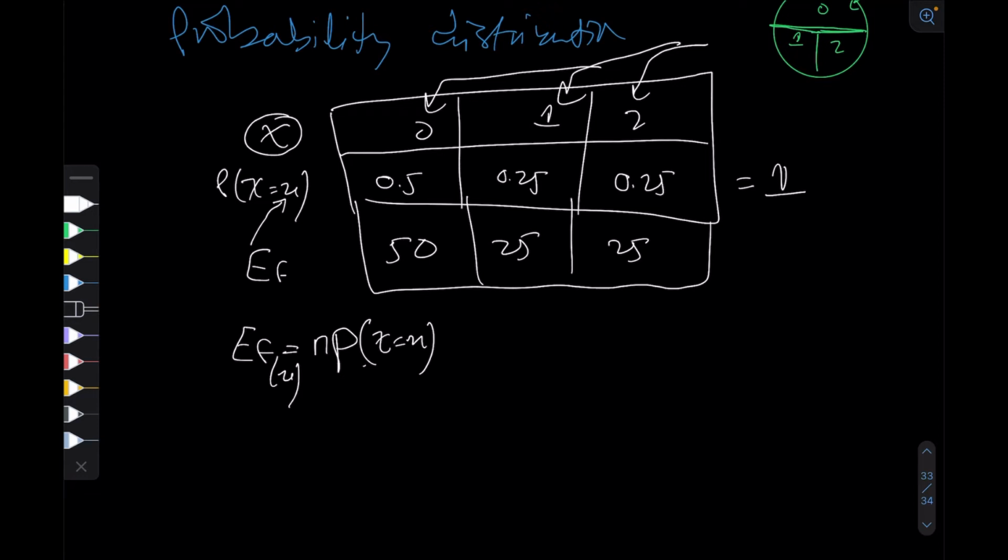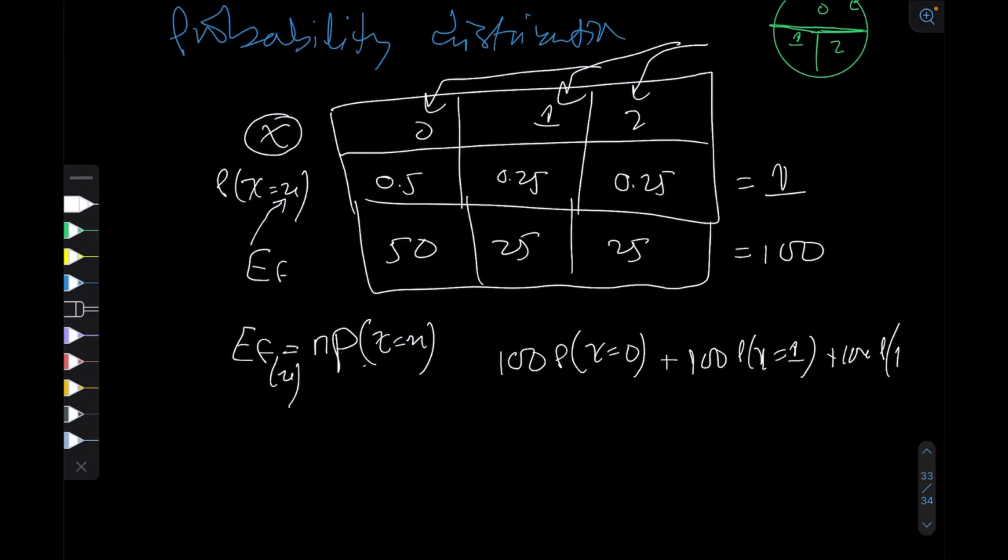So here what you will notice is this is equal to 100, because every expected value is scaled up 100 times. So 100 times the probability of x equaling 0, plus 100 times the probability of x equaling 1, plus 100 times the probability of x equaling 2.